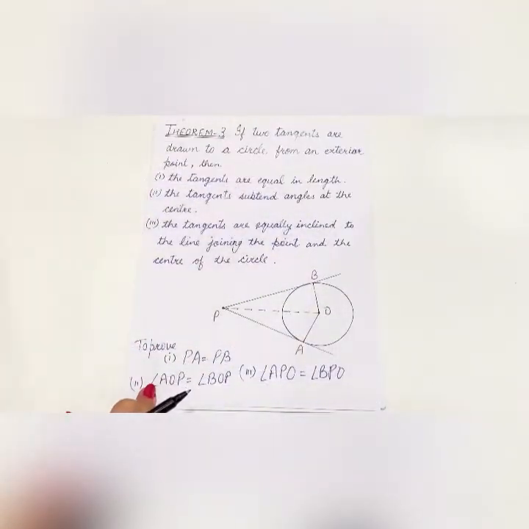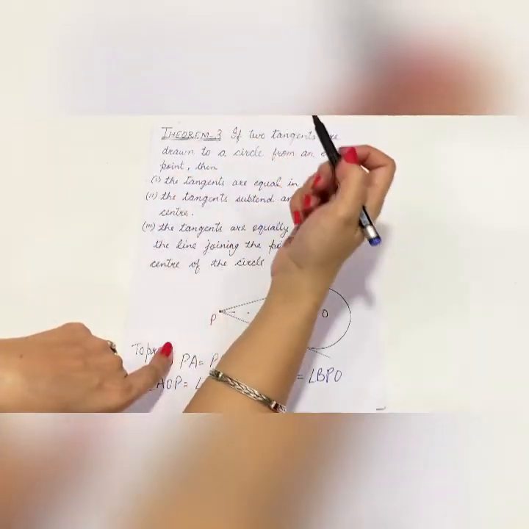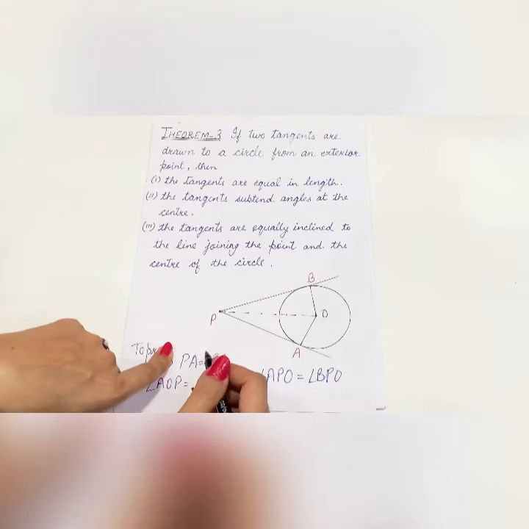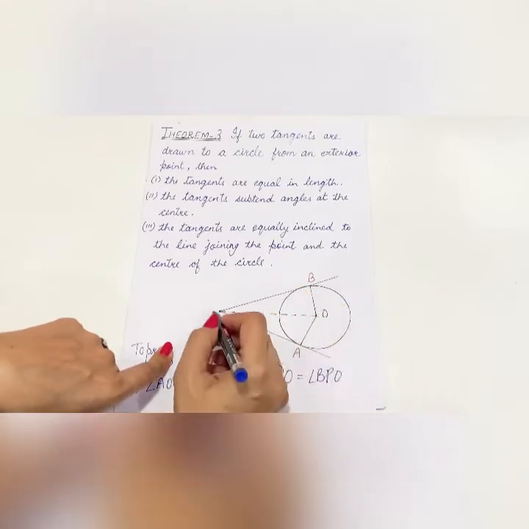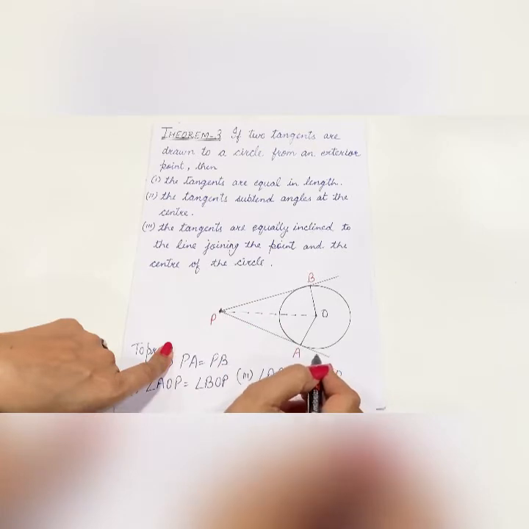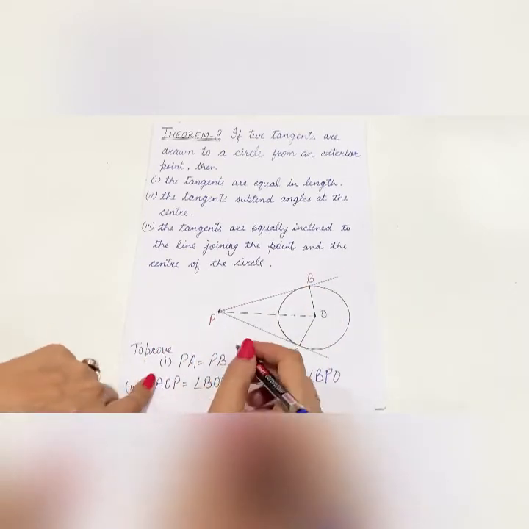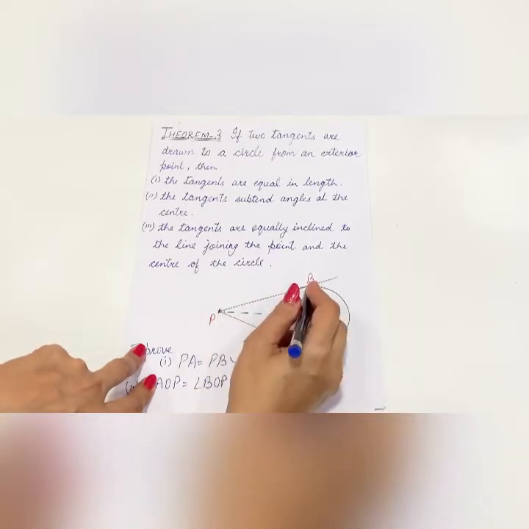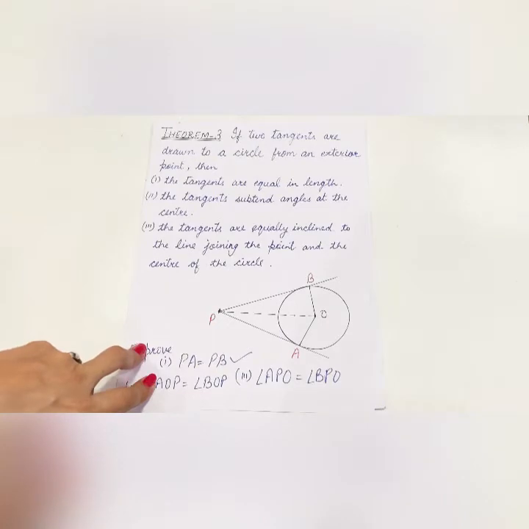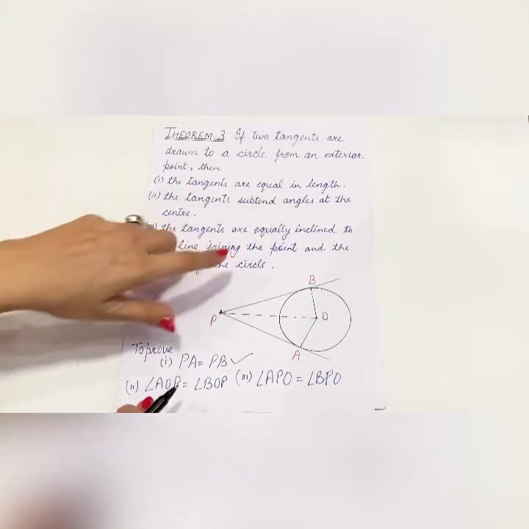Now the third theorem is a very important theorem. It has three results. The first, let us understand what do we have. If two tangents are drawn to a circle from an external point, we are having this circle. P is a point from which two tangents are drawn to the circle. PA and PB are two tangents. So the first result of the theorem is that the length of these tangents are equal. We are having PA is equal to PB. This is the first result, that tangents are equal in length.